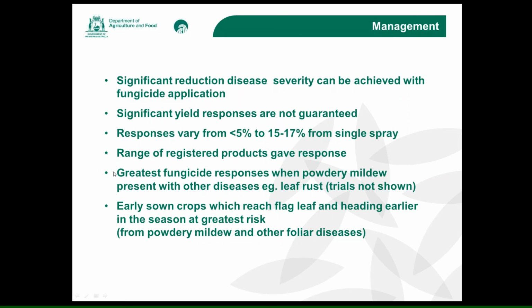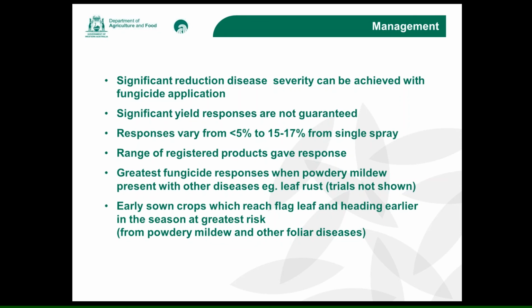I guess a couple of points that we need to make are that in some trials that I haven't shown, the greatest responses to fungicide actually occurred when mildew was present with other diseases, and particularly in those early 2000s trials run by Jat Batal in the north, when there was leaf rust present. If we've got a level of yellow spot or Staganospora present in the crop, then the combined response is probably going to be greater than what we've seen here.